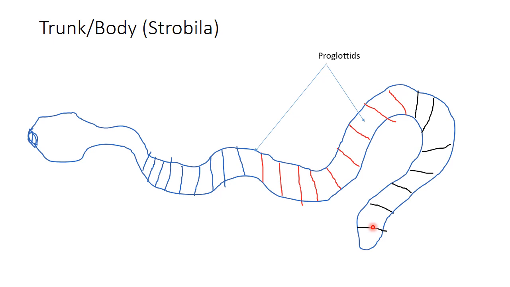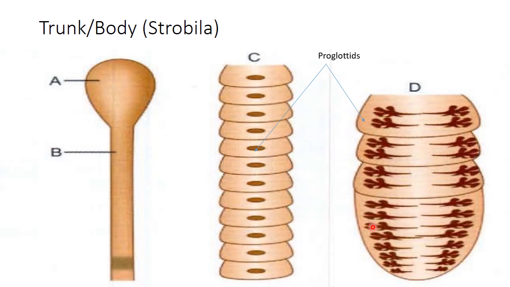So gravid is a word that simply means heavy. Okay, so a more realistic diagram. So we have the head, the neck, then just behind the neck we have the immature proglottids that I've already explained, and then in the middle we have the mature proglottids that contain both male and female reproductive organs, and then here at the end we have the mature proglottids that are gravid, which contain the eggs.